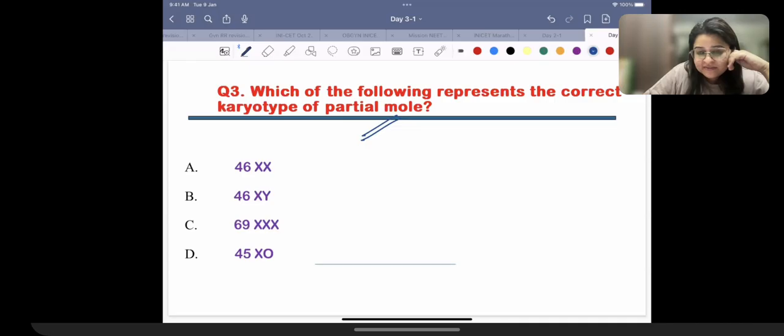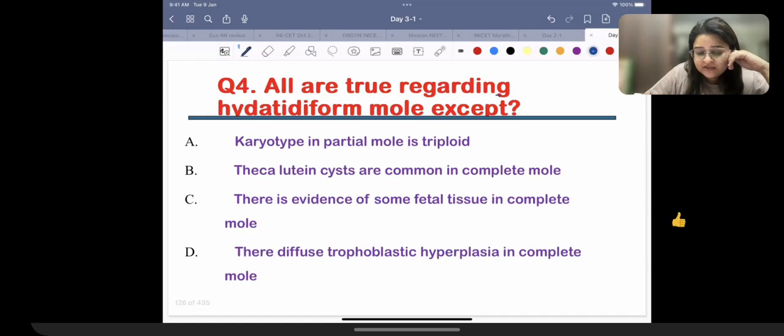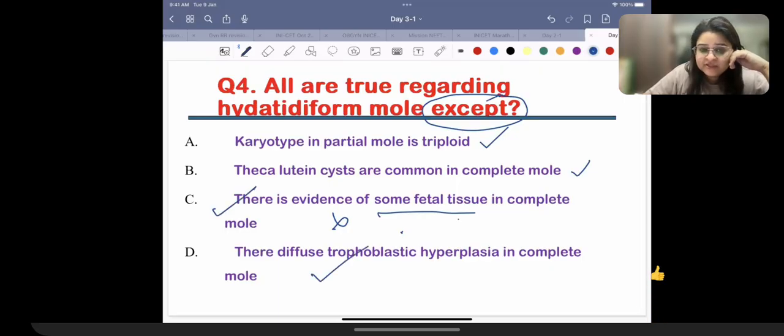Partial mole is triploid, 69XXX. All are true regarding mole except: karyotype in partial mole is triploid, correct. Theca lutein cysts are common in complete mole, correct. There is evidence of some fetal tissue in complete mole, this is wrong. There is diffuse trophoblastic hyperplasia in complete mole, this is correct. Okay.